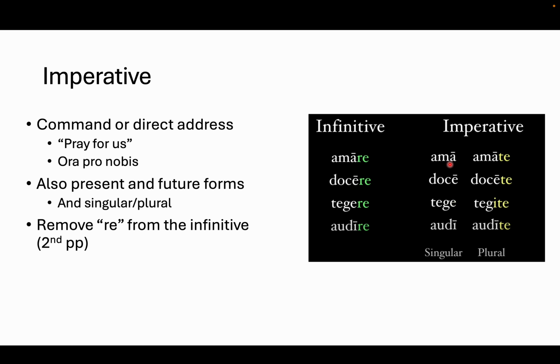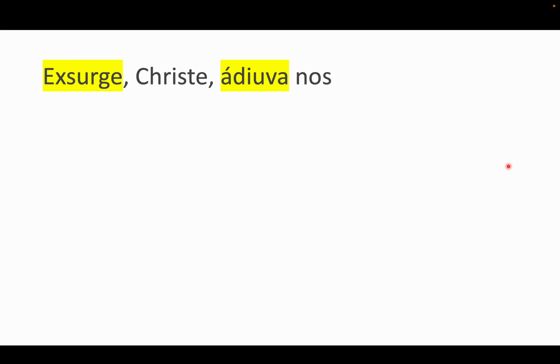If I'm commanding more than one person, I'll use a plural imperative, and it's formed usually by adding te to the end. Now, we're not going to really get bogged down memorizing any of this, just for you to know that, again, the same principle applies. The form of the word changes, its ending changes to tell you what sort of verb it is, okay? So, let's look at an example. Exsurge Christe adiuva nos. So Christe, we might remember from previous videos, is a vocative form of Christ.